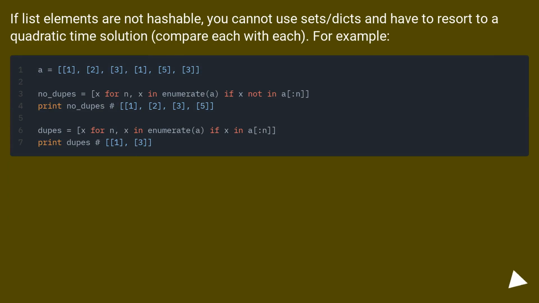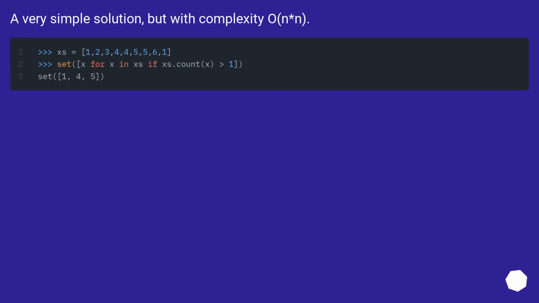If list elements are not hashable, you cannot use sets or dicts and have to resort to a quadratic time solution, comparing each with each. For example, this is a very simple solution, but with complexity O(N^2).